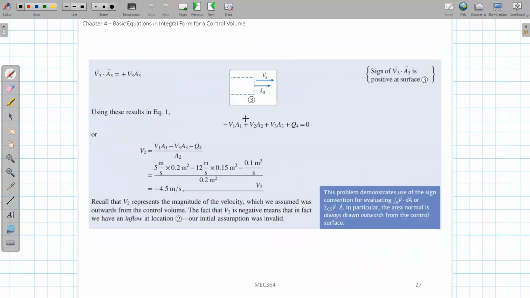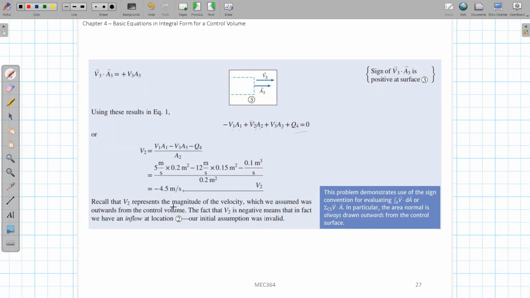And you just substitute everything into here. So we got this final equation, and V1 we know, A1 we know, V2 we know, A2 we know, A3 we know, we do not know V3, and Q4 is 0.1. Sorry, I made a mistake here: we do not know V2. Then you can simply calculate the unknown V2 from this equation. You just substitute all those areas and the velocities into it, and also 0.1 here. You will get that the V2 value will be minus 4.5 meter per second.